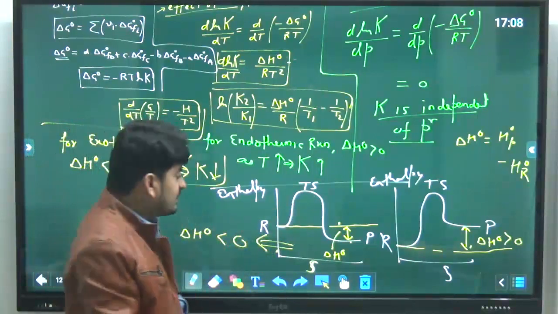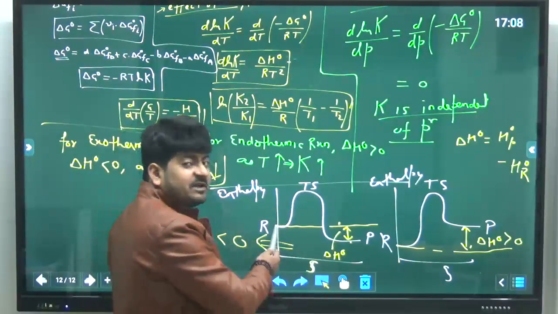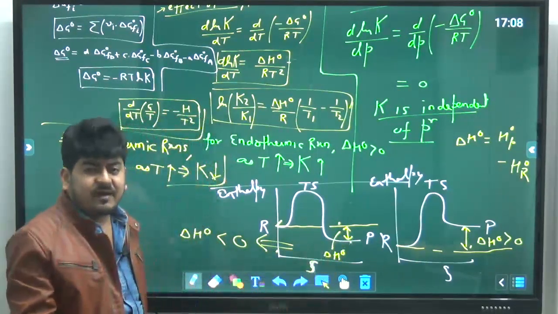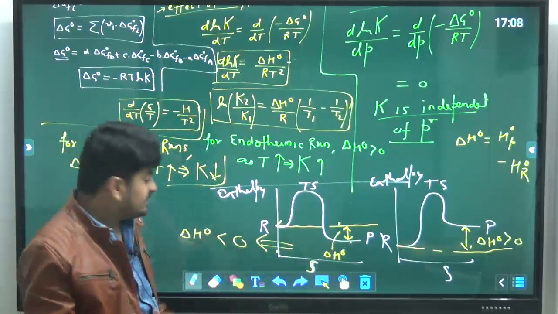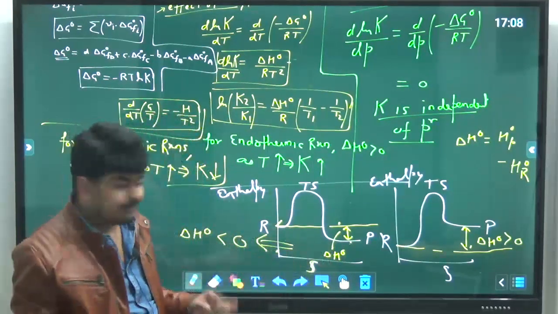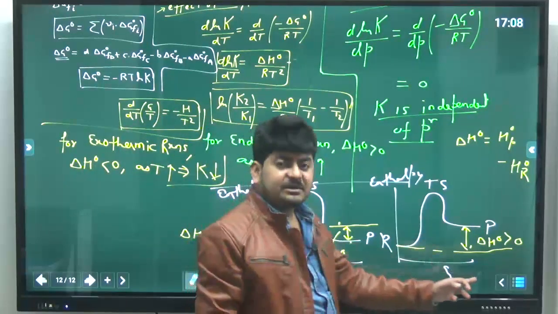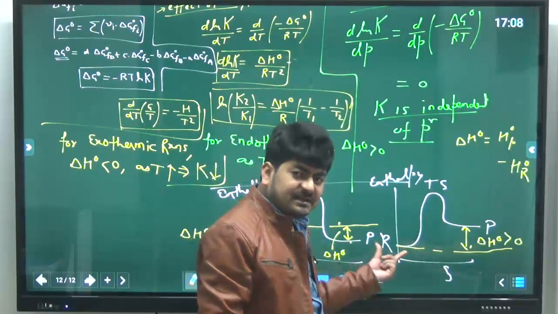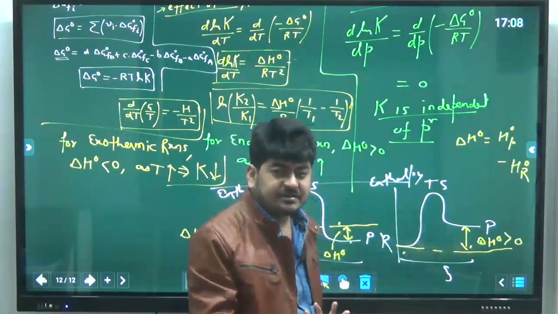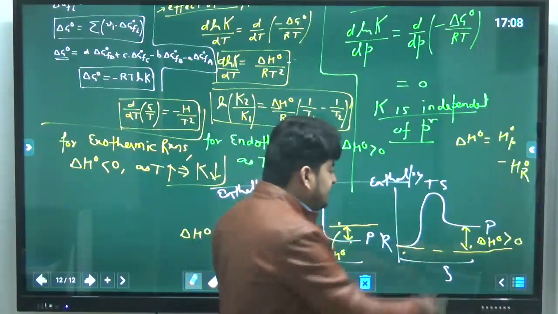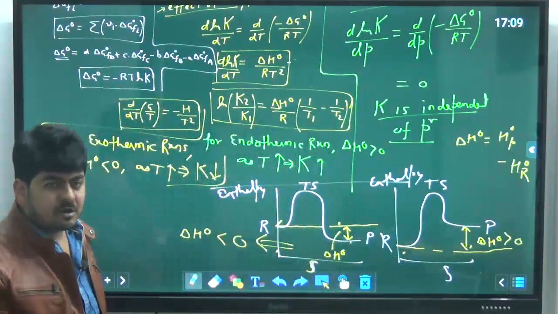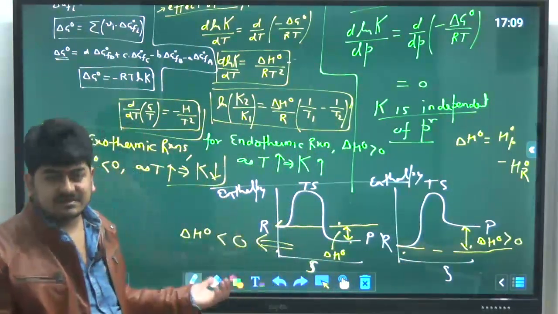Exothermic reactions are those where the enthalpy of the reactants is more than that of the products. That's why whatever extra energy we have releases during the reaction per mole. In endothermic reactions, the enthalpy of the reactant is less than that of the product. That's why we require some additional heat to achieve this state. So this is the reason in an endothermic reaction heat is absorbed and in an exothermic reaction heat is released.